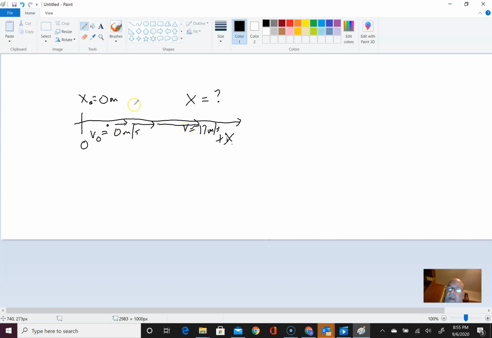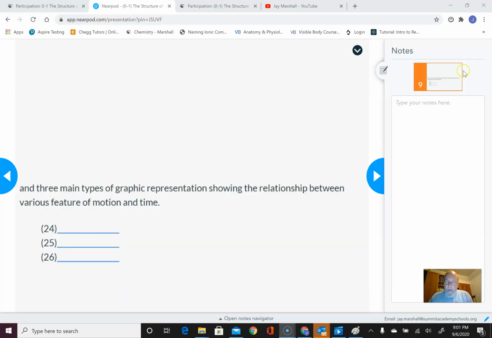And then I'm going to collect an acceleration. And in this case, we're going to say I don't know what the acceleration is. Okay, but the acceleration also has a direction. And in this case, it's going to be in the positive direction. So you can see we're collecting all of this information.